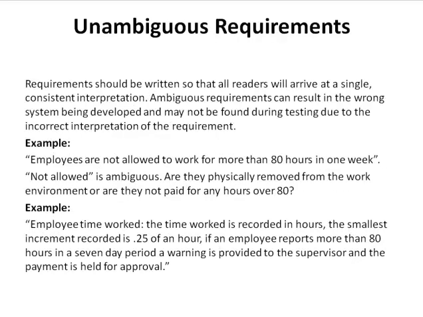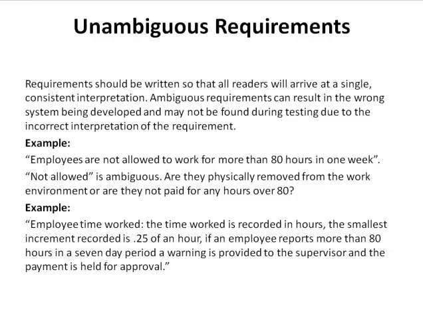Unambiguous requirements. Requirements should be written so that all readers will arrive at a single consistent interpretation. Ambiguous requirements can result in the wrong system being developed and may not be found during testing due to the incorrect interpretation of the requirement, right? You don't even know when you're testing it that it's wrong, because you've interpreted it that way.